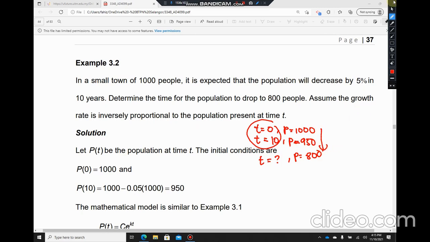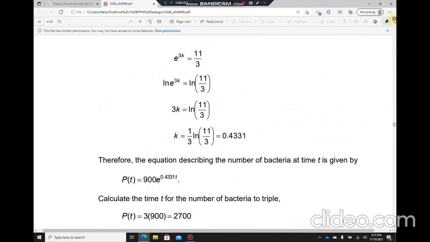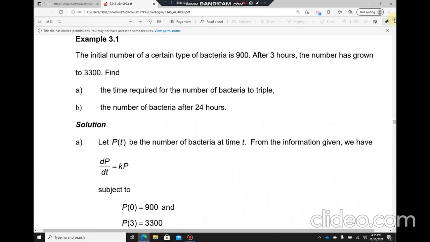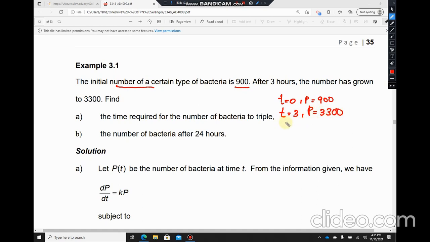Then untuk contoh 3.1, kita tengok balik yang ni. So this one dalam case growth. Growth initial dia 900. So t equals to 0, population equals to 900. And then after 3 hours, population dia jadi 3300. And then dia nak triple kan. T berapa? Yang ni P sama dengan 2700. So kalau awak nak check, kat sini 900, kat sini 3300, kat sini 2700. So it means that 2700 mesti di antara t0 dengan t3.